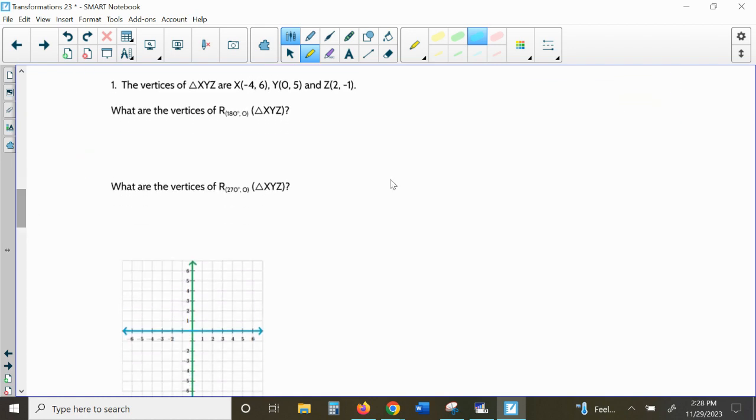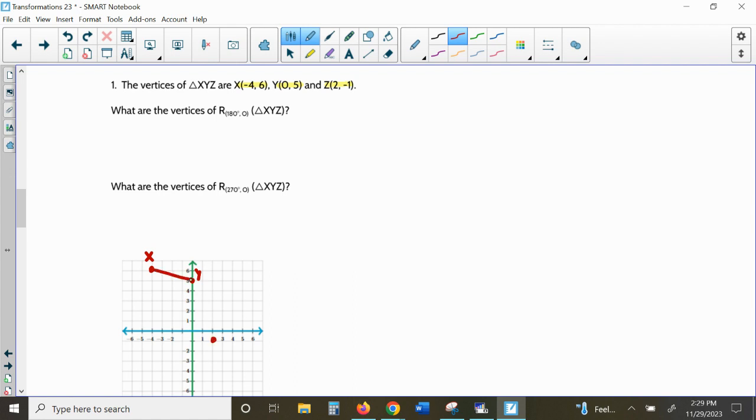Example number 1. We have the vertices of triangle XYZ are, and they give us all of these vertices. Okay, I'm going to go ahead and put them on my graph so that I know where they are. So take a minute. You can pause the video if you want and graph them. We have X is at -4, 6. So that's here. Label him X. Y is at 0, 5. That's Y. And Z is at 2, -1. So that's here.